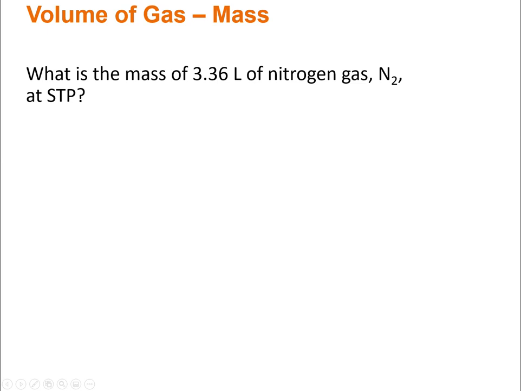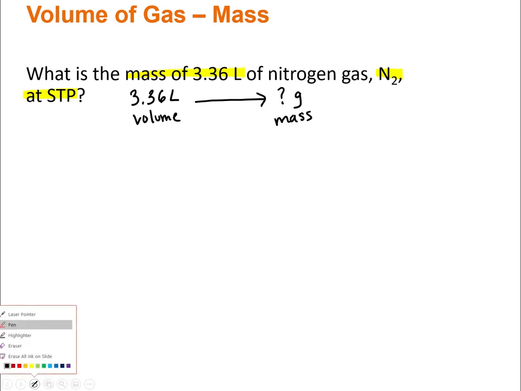Now we've got a similar question here where we've got to do two steps. This time, we have nitrogen gas, 3.36 liters at STP. We need to figure out the mass. So we're going from the volume of a gas to the mass of a gas. Because we see that it's at STP, that means we can use molar volume. That's going to have to be our first step.